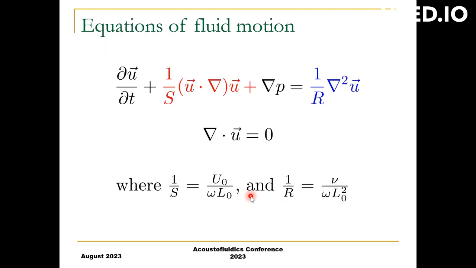So these are our equations of fluid motion. U vector represents the particle velocity, t is time, and p is the pressure. We wrote the equations in terms of the Strouhal number S and the Reynolds number R. 1 over S is equal to a reference velocity U naught over the angular frequency times the length. 1 over R is equal to the kinematic viscosity over the angular frequency times length squared. Our second fluid motion equation is to show that mass is conserved.